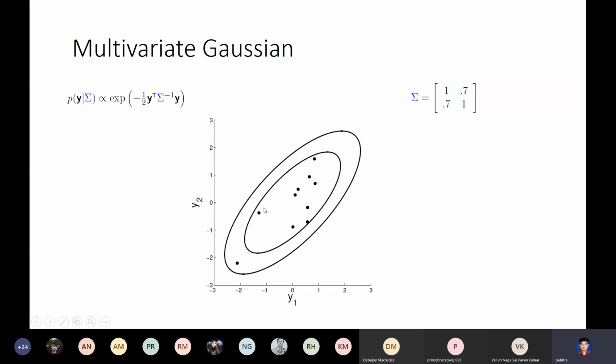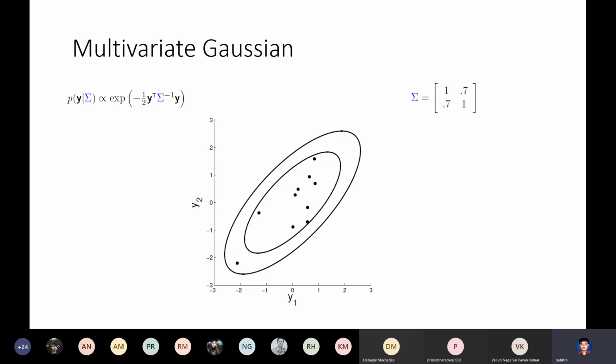So these are the isocontour plots, and we can draw some samples out of this distribution. Samples mean that if we follow this distribution and randomly draw values of y1, y2, you would get a set of points like this. They will be closer to the mean and fewer around the boundary. All right, so now this is a two-dimensional or bivariate Gaussian.